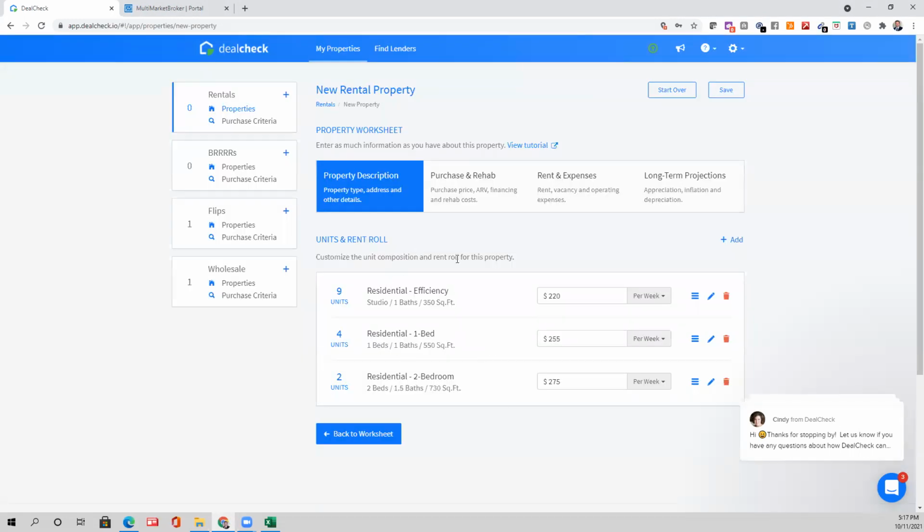Even if some of these are vacant, you plug in all of the units. If there's 100 units and only 50 are full, you still put in all 100, right? We're going to go over the vacancy later. So now we're going to save this. And there's your units and rent roll.